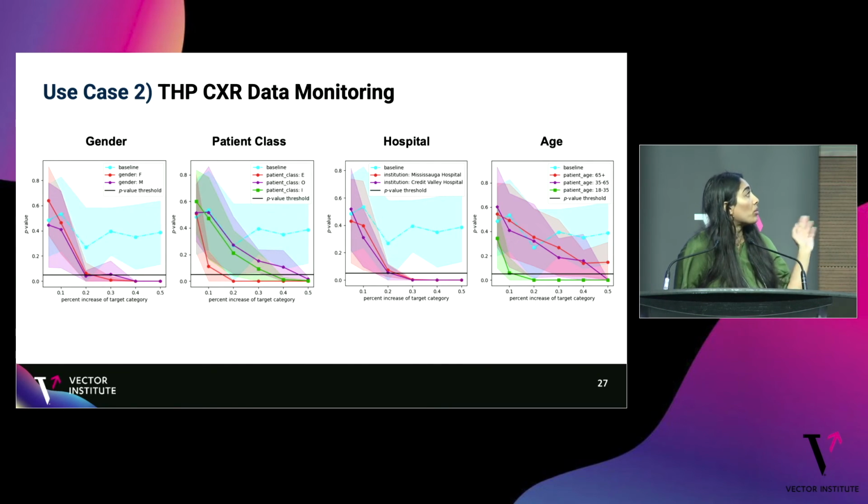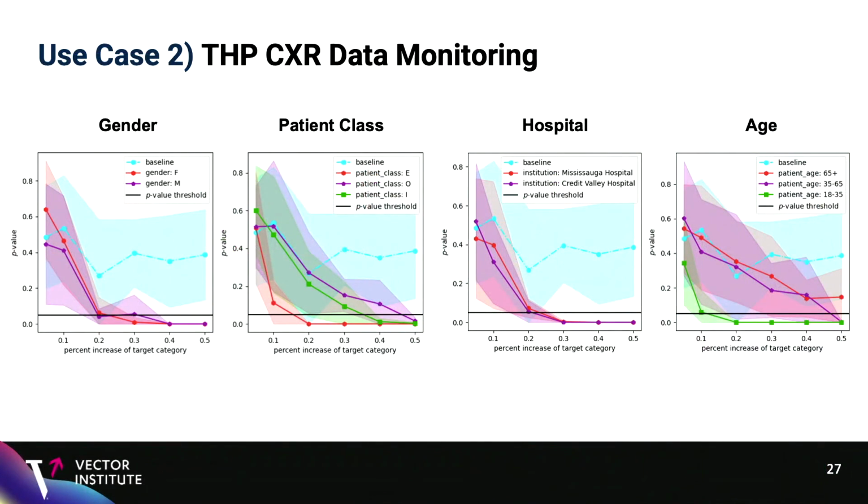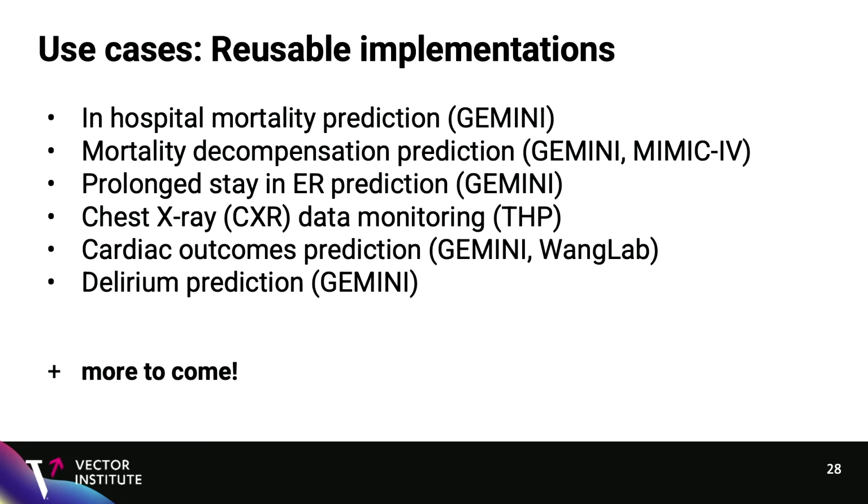Here on the x-axis, we're increasing the amount of the out-of-distribution data, and we're seeing how much more shift there is. For example, in the age plot, you can see that certain populations seem to have a greater effect on the distributional shifts of the model. In this case, it seems like younger populations shift the model more than older populations.